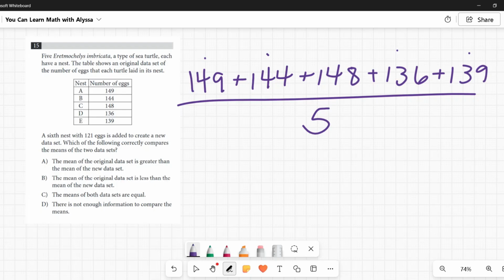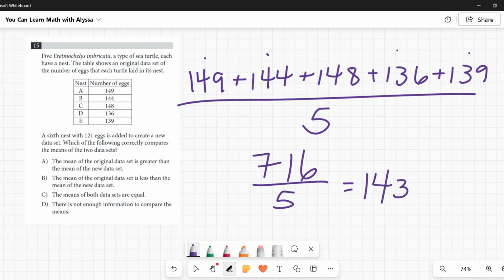Now, I wrote this down because I added it up earlier. Didn't want to add it right now. That is 716. Divide that by 5, and you get 143.2. So the average of my first data set is 143.2.